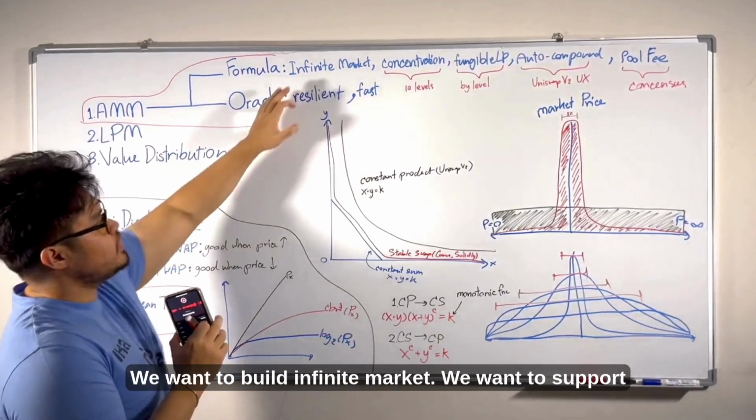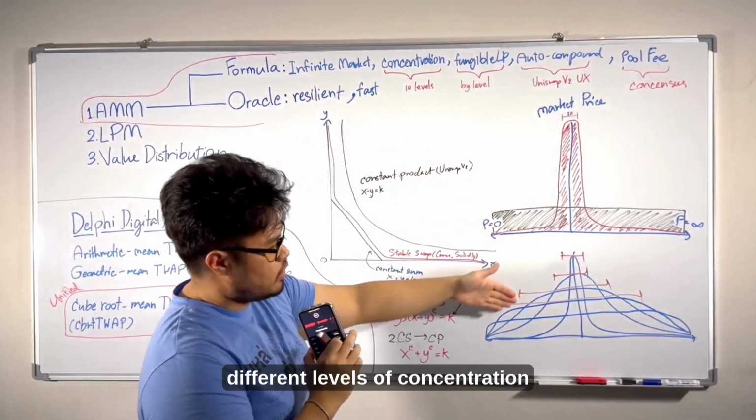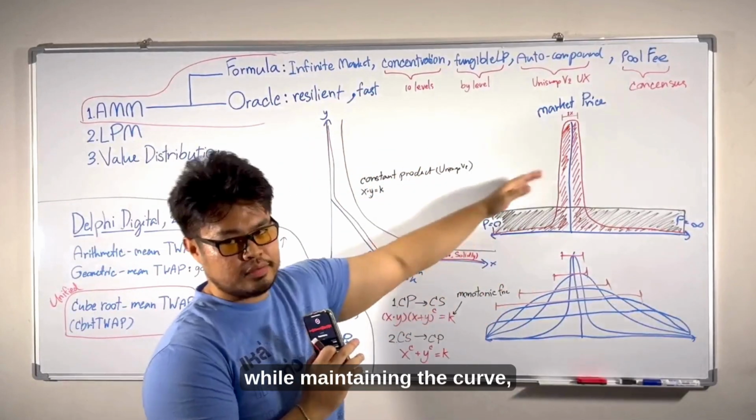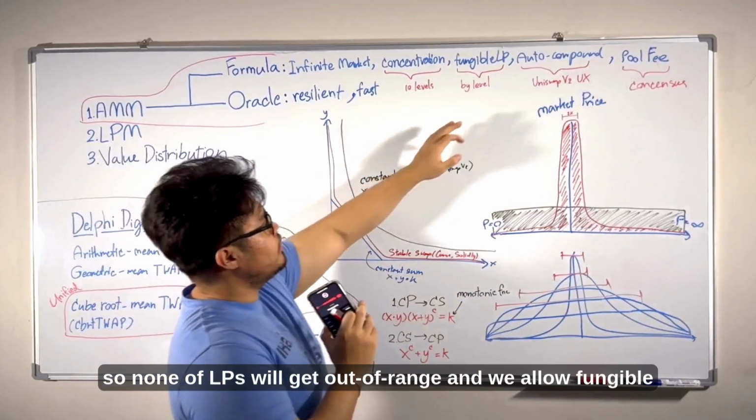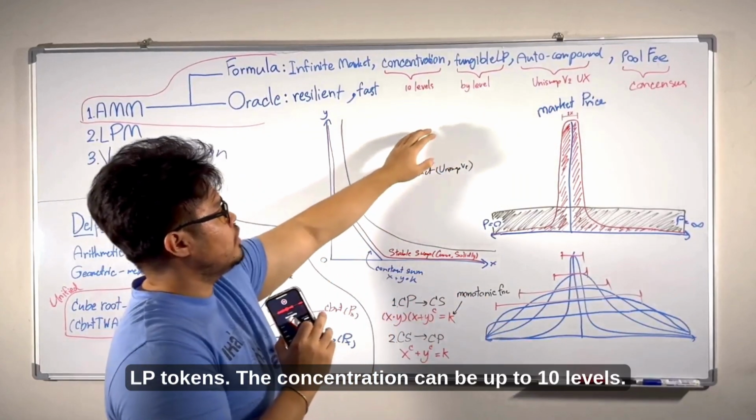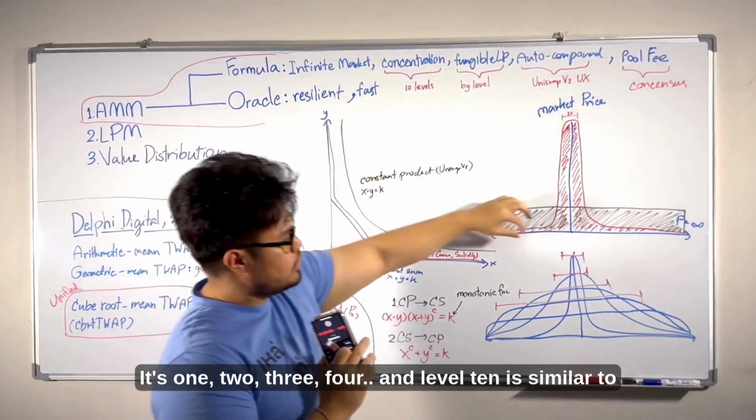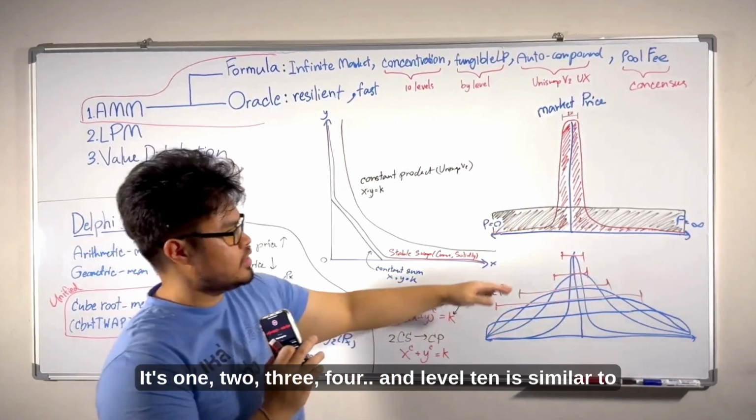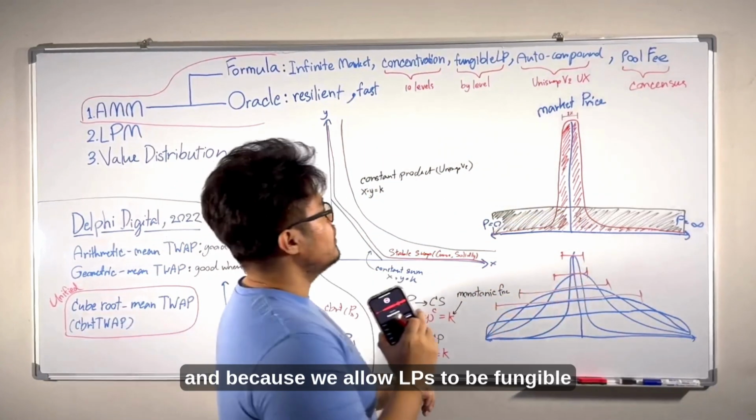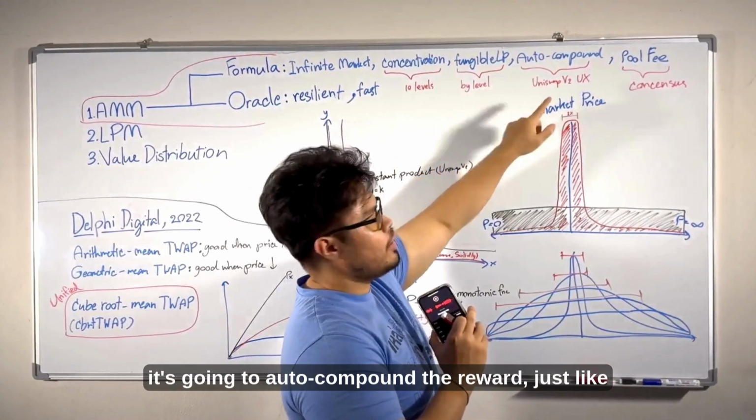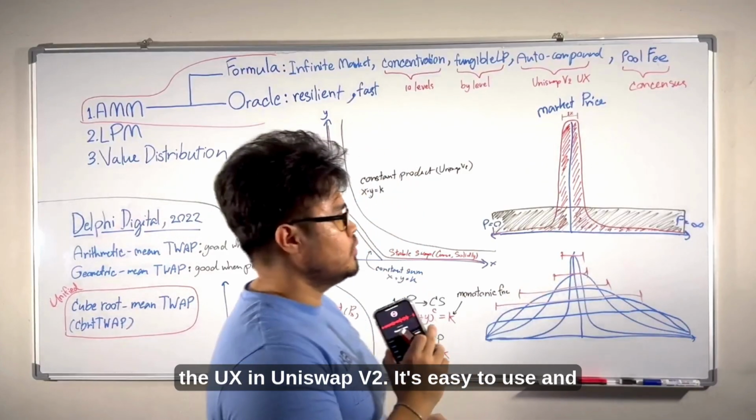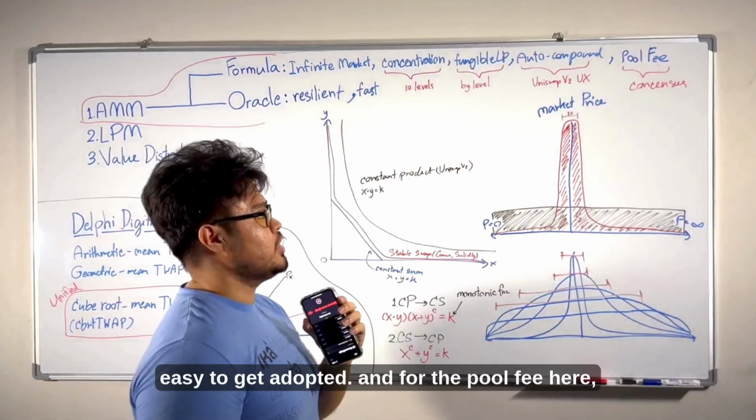We want to build an infinite market. We want to support different levels of concentration while maintaining the curve, so none of the LPs will get out of range. And we allow a fungible LP token. The concentration can be up to 10 levels: 1, 2, 3, 4, up to 10. It's similar to Uniswap V2, and because of this, we allow LP to be fungible. It's going to auto compound the rewards, just like the UX in Uniswap V2. So it's easy to use and easy to get adopted.